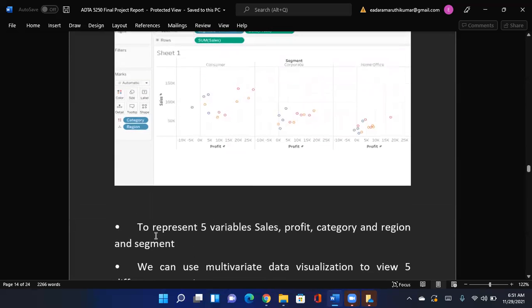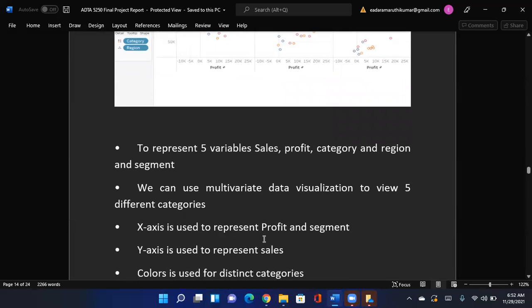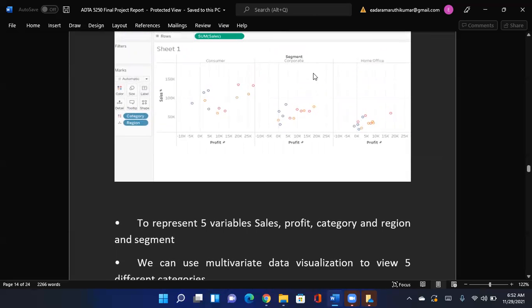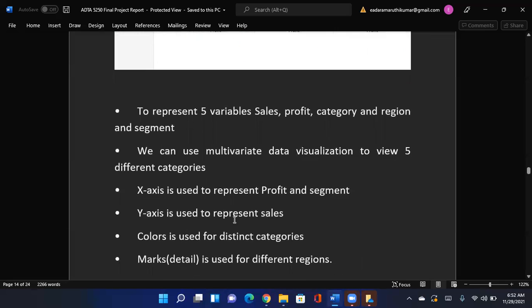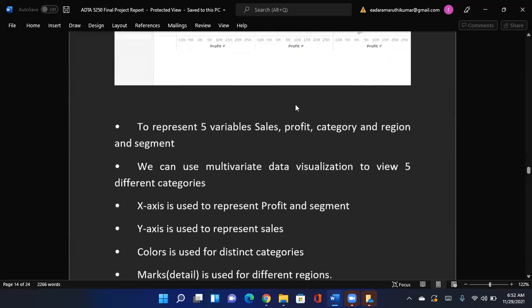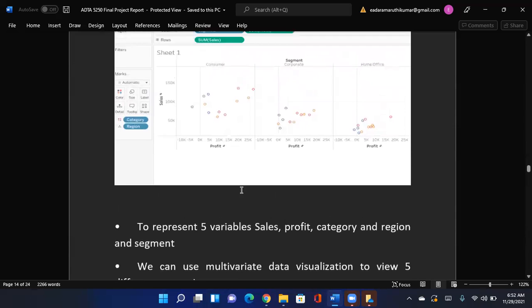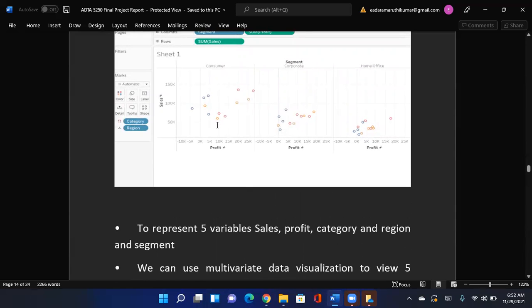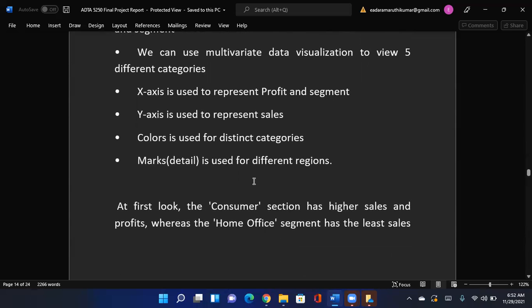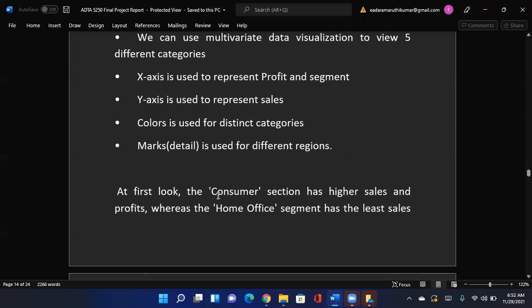Here the x-axis is used to represent the segment and the profit in different segments, and the y-axis is used to represent the sales. This is the y-axis, and this is the x-axis representing the profits in different segments. And different colors we already gave, right? This is red, orange, blue. After that, marks are used for different regions. We already discussed that in question 3.1.